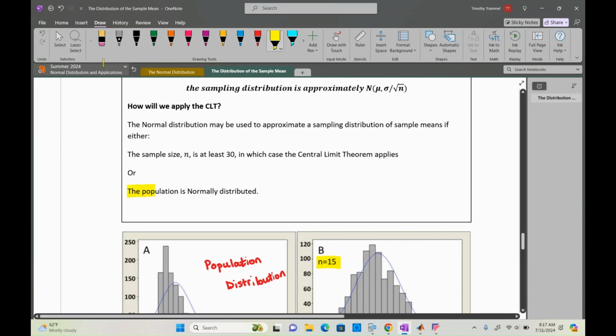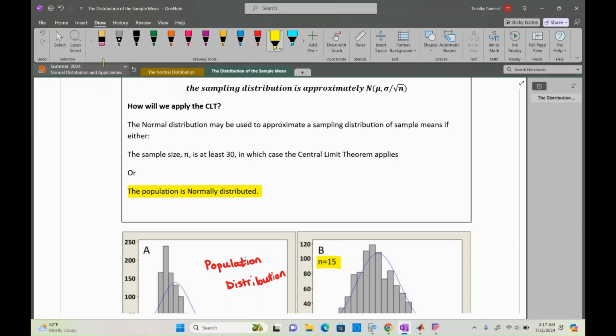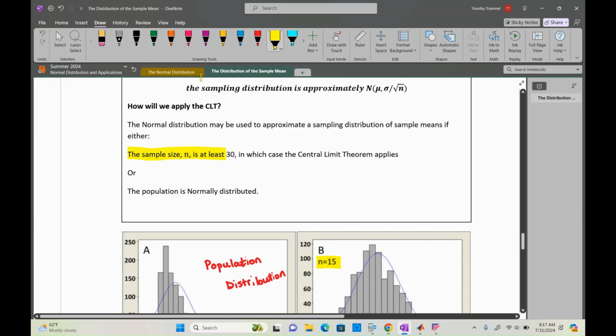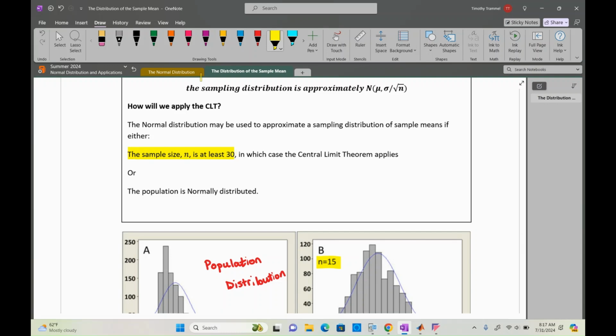So the second one is the one that we already know. If the population is normally distributed, the sampling distribution is going to be normal too. If, though, the population is not normally distributed, we can still assume that the sampling distribution is approximately normal if the sample size n is at least 30. So if n is greater than or equal to 30, we do not need the population to be normally distributed to guarantee that the sampling distribution is approximately normal.